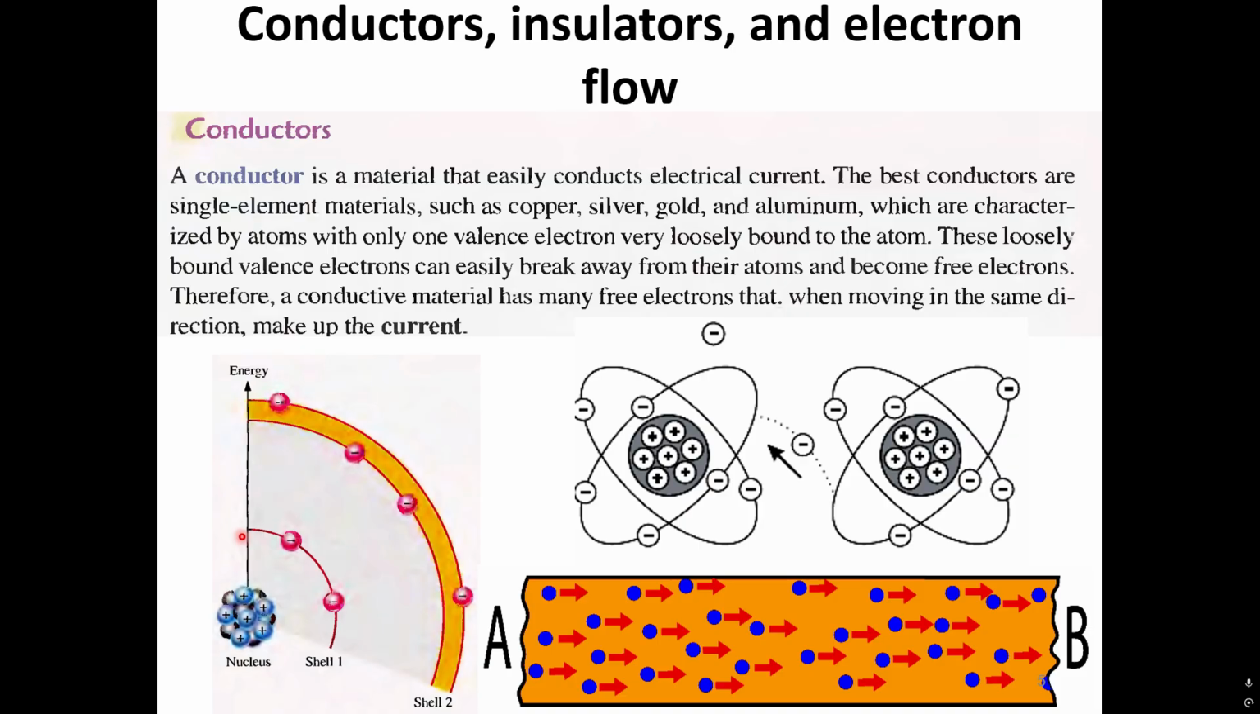What happens? These loosely bound valence electrons can easily break away from their parent atoms and become free electrons. Therefore, a conductive material has many free electrons. See, this is a piece of conductor. You can find a very large number of free electrons. If these electrons move from one point to another in a specific direction, then it is called current.